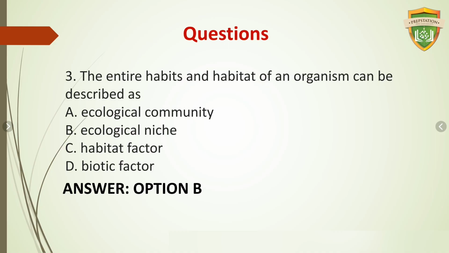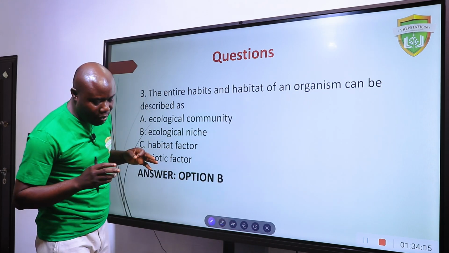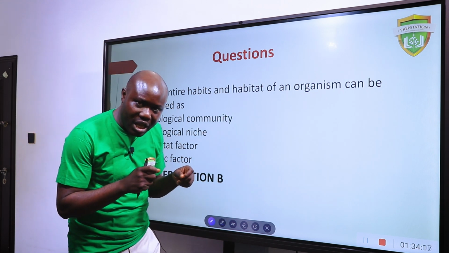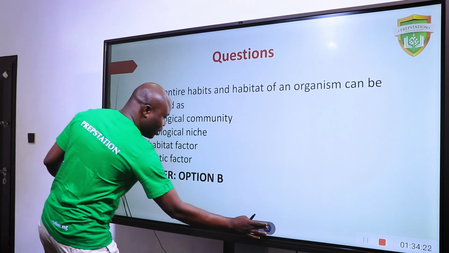Then let's look at the next one. The entire habit, that is the behavior, the function, the role, and habitat of an organism can be described as the niche. Niche, ecological niche. So it talks about where an organism stays and what the organism does in that place. Okay, so let's move on.